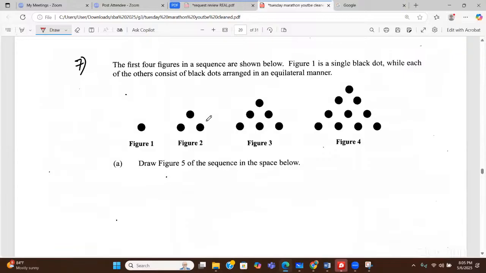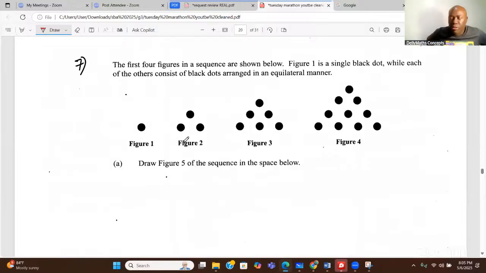It says here, the first 4 figures of a sequence are shown below. Figure 1 is a single dot. Each of the following figures consists of black dots arranged in an equilateral manner. Draw figure 5 of the sequence. You have to observe. A lot of times they tend to repeat parts of the previous figure and add to it.